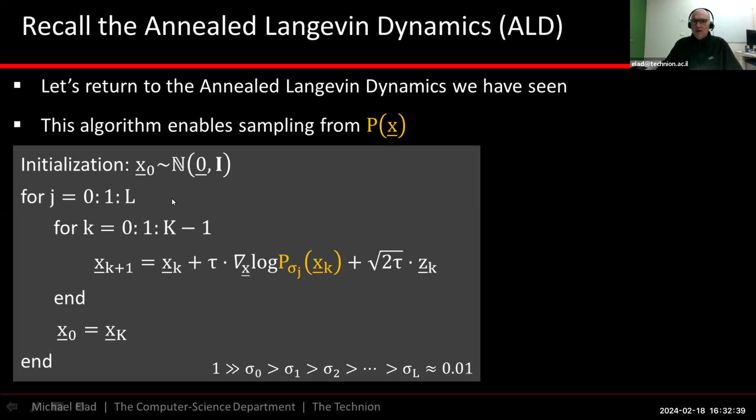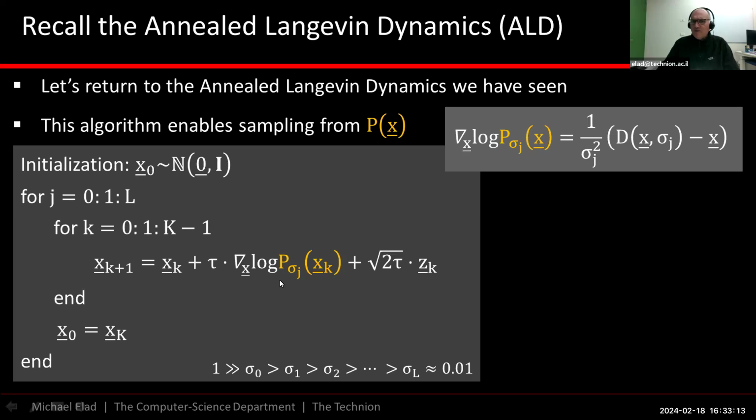I remind you, it's an iterative algorithm that starts with noise, outer loop that changes the sigmas from very large sigma to small sigmas. This is the annealing. And an inner loop that does Langevin steps per each of those sigmas with this iterative equation that keeps updating the x's based on the score function, the score that is blurred with a sigma j as the blurring effect. So it starts very blurry and slowly narrows down towards the true distribution.